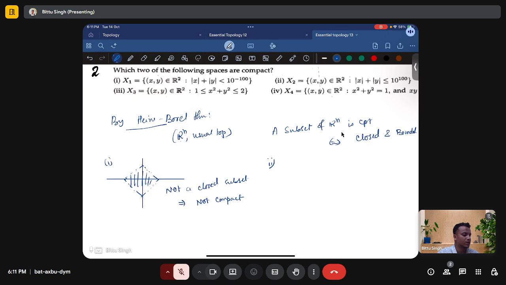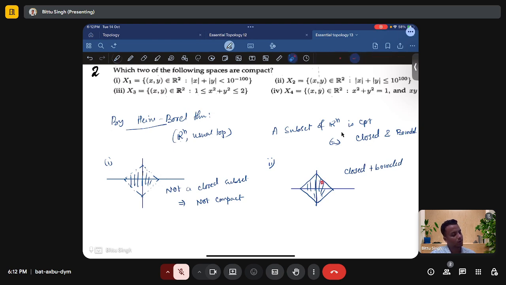Mod x plus mod y less than or equal to 10 to the power 100. In this case, the region will be given by a similar kind of picture, some big picture, but I am not maintaining the scale. So it will look like this, but in this case, the boundary will be there. This is the region, right? So it is closed and bounded. Closedness is clear.